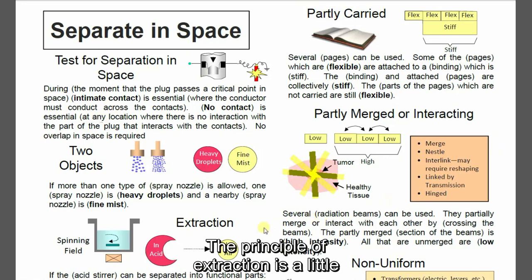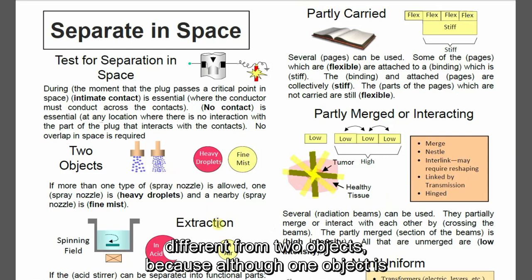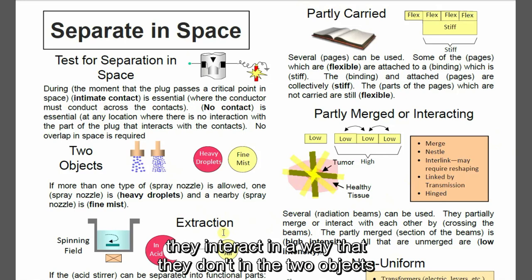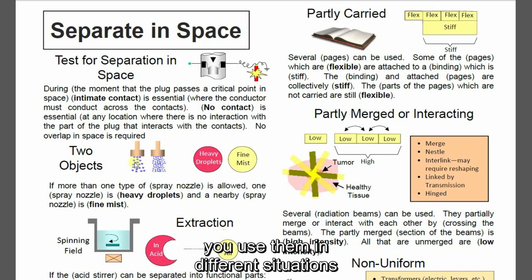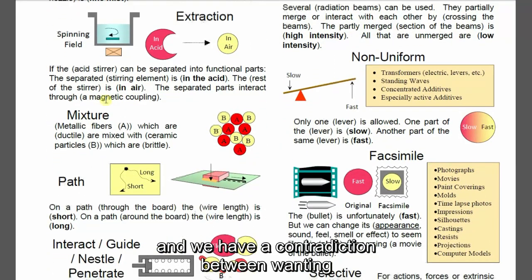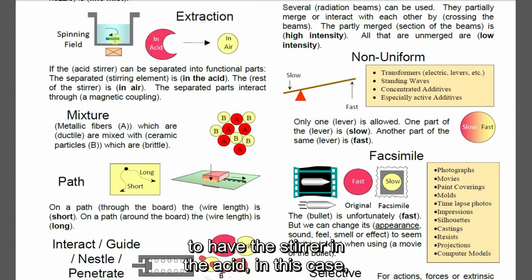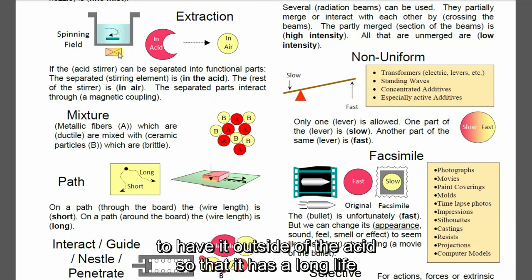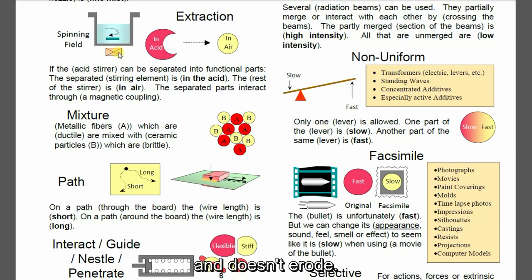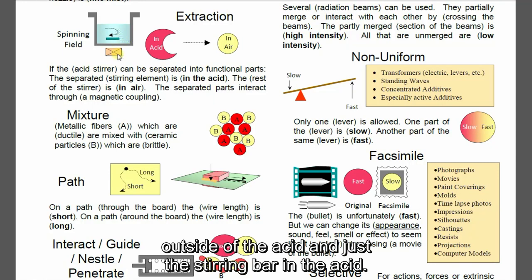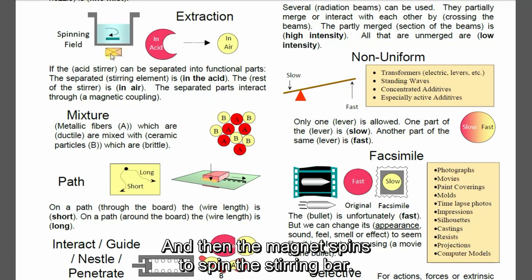The principle of extraction is a little different from two objects, because although one object is functionally extracted from the rest of the system, they interact in a way that they don't in the two object situation. So for example, these two nozzles, you use them in different situations and they don't interact with each other. Whereas in the example of a magnetic stirrer, we have a contradiction between wanting to have the stirrer in the acid, so that it can mechanically interact with the liquid in order to stir it, but you want to have it outside of the acid so that it has a long life and doesn't erode. And so we split it up. We have everything except the stirring bar outside of the acid, and just the stirring bar in the acid, and then the magnet spins to spin the stirring bar.